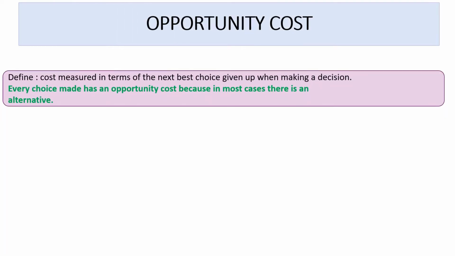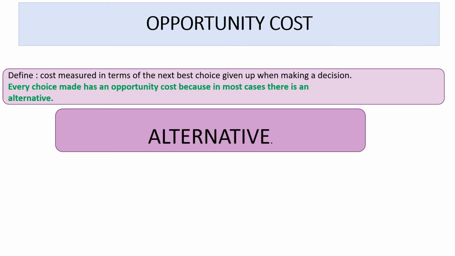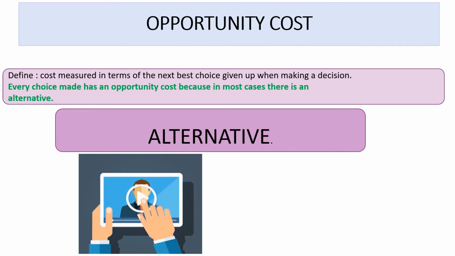Okay, let's begin with the definition of opportunity cost. It is defined as the cost measured in terms of the next best choice given up when making a decision. What every student needs to understand here is that every choice made has an opportunity cost, because in most cases there's always an alternative. Let's look into an example. Instead of watching this video, the other alternative is watching a movie.